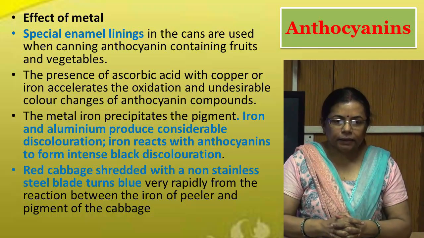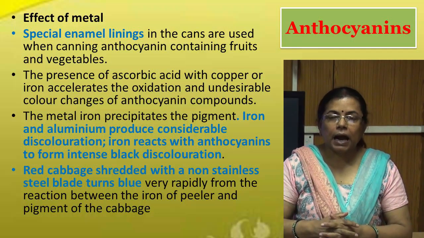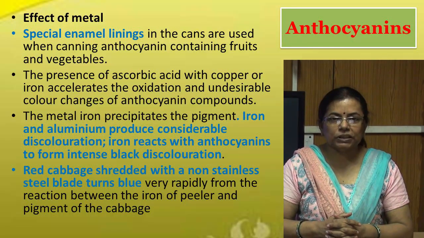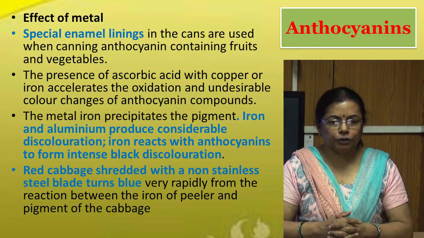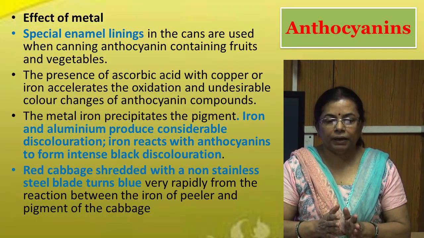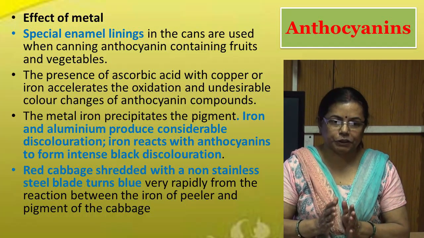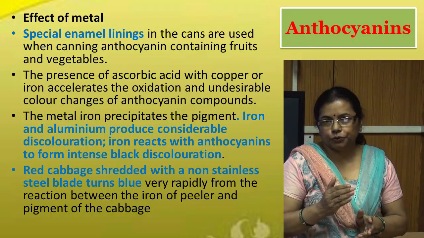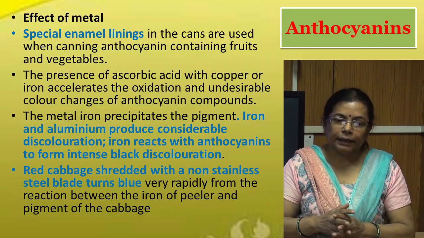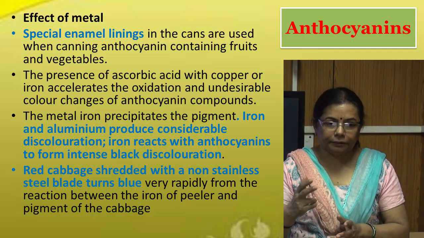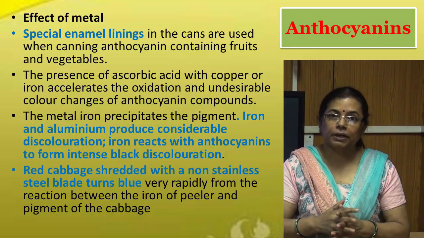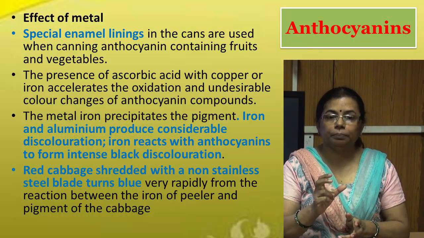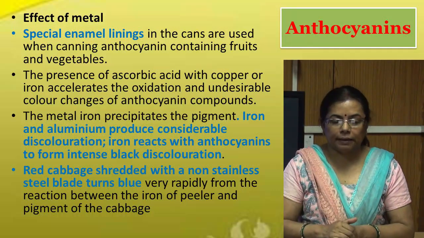The metal ion precipitates the pigment. Iron and aluminium produces considerable discoloration. Iron reacts with the anthocyanin to form intense black discoloration. Red cabbage, when it is chopped with the non-stainless steel knife, the color changes to blue very rapidly from the reaction between the iron of the knife and the pigment of the cabbage.